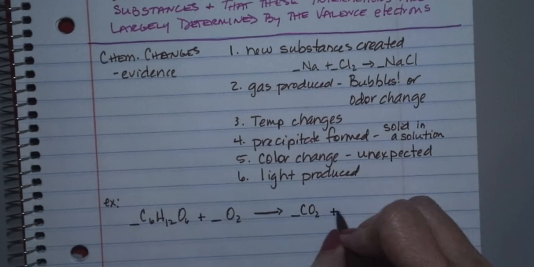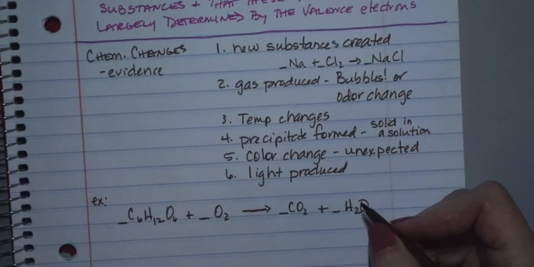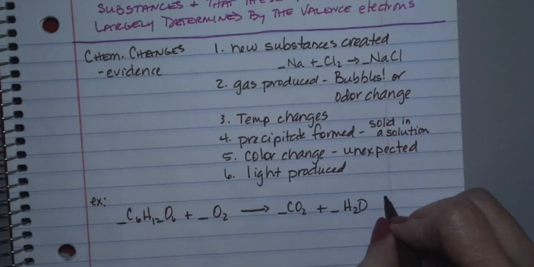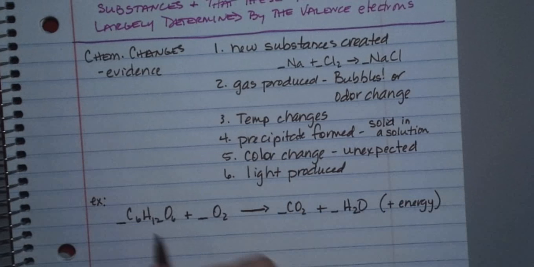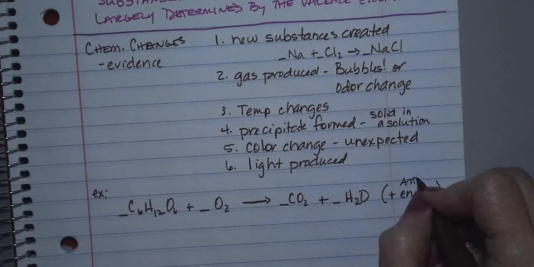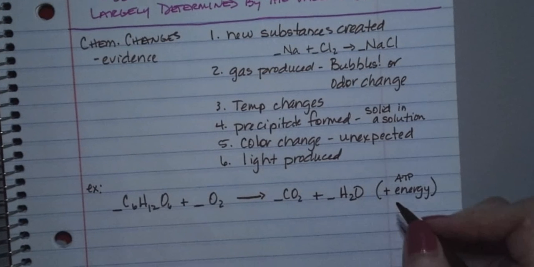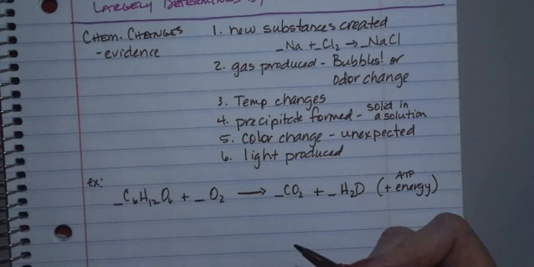Okay, so we have these things, and I'm going to put in parentheses plus energy because this is the process where your body takes sugar, the food that you eat, and produces energy in the form of ATP, and that's something that's really important. We're studying that right now in biology. So when I balance this equation, I have to follow the law of conservation of mass, which says that I have to have the same number of atoms or molecules on both sides.